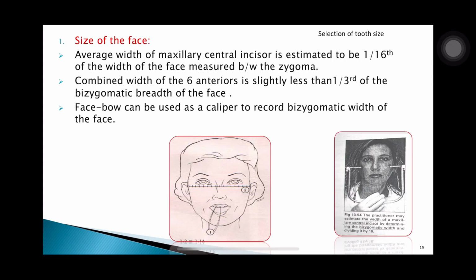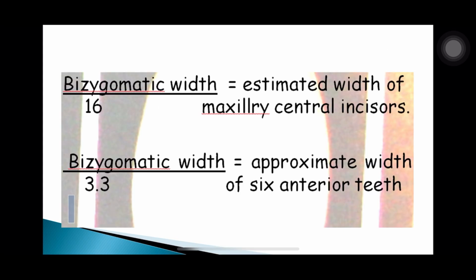Similarly, the average width of the six anterior teeth would be bizygomatic width divided by 3.3. The combination of the width of the six anterior teeth is slightly less than one-third of the bizygomatic width of the face. Bizygomatic width divided by 16 is equal to the estimated width of the maxillary central incisors. Bizygomatic width divided by 3.3 is the approximate width of the six anteriors, which include the right canine to the left canine.